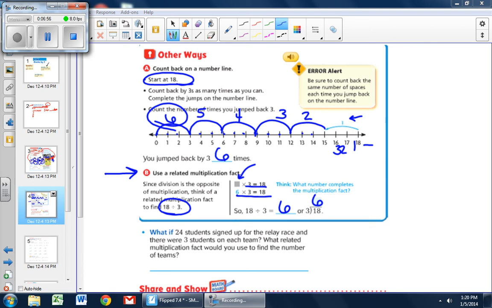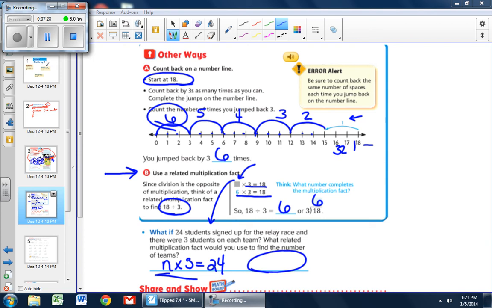Okay. Next one is, what if 24 students signed up for the relay race and there were 3 students on each team? What multiplication fact could you use to find the number? So this time we're going to do something similar like this. We're going to do n times 3 equals 24. So now you need to figure out what times 3 is going to give you 24. And that will give you your answer. Okay?